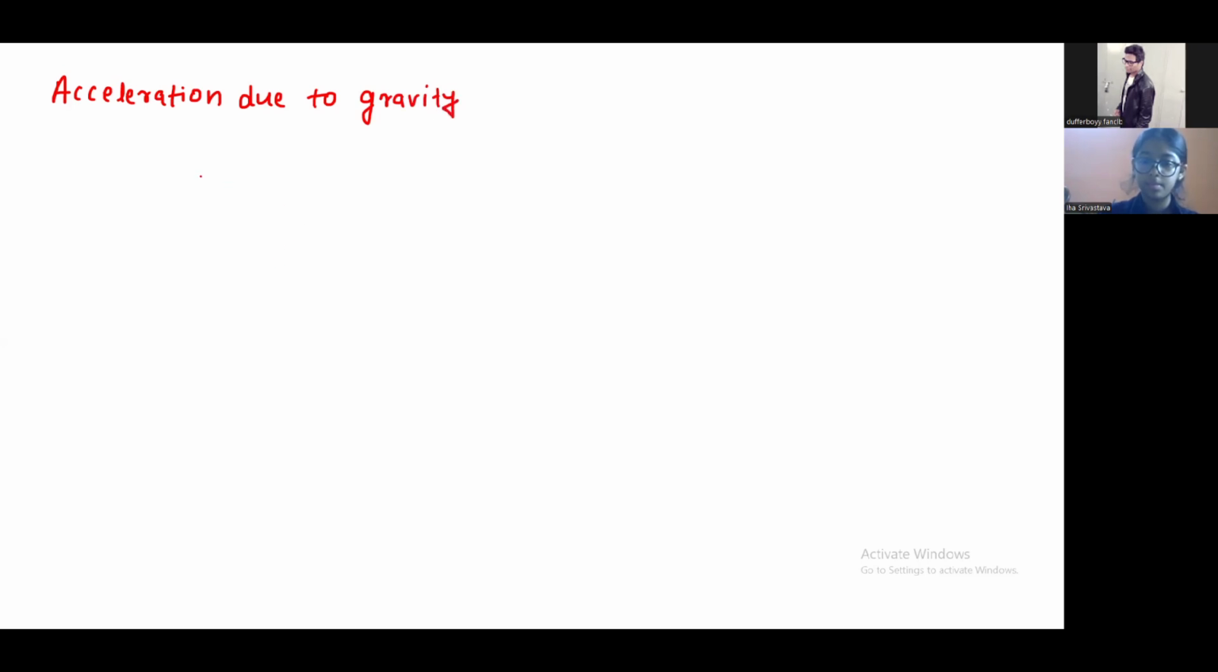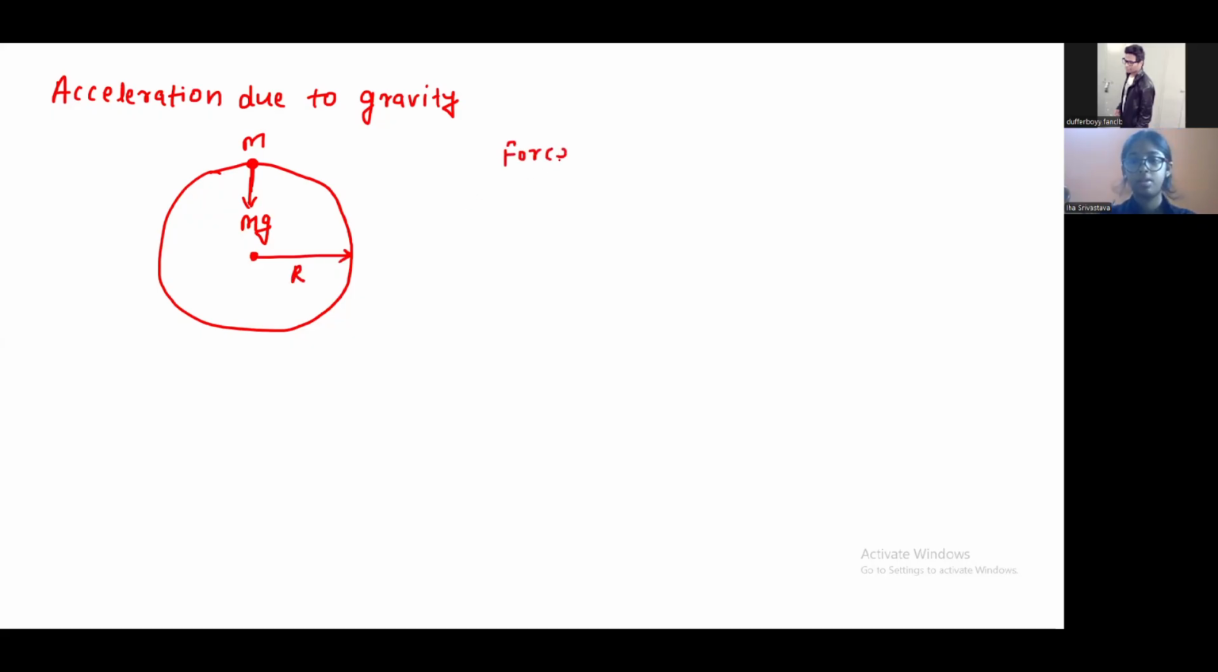Let's suppose this is the earth. On the earth there is an object which has a mass m, and we know that if it has a mass, then mg is the weight force applied on the object due to the earth. Let's suppose the radius of earth is r. So we know that force due to gravity will be mass into acceleration.